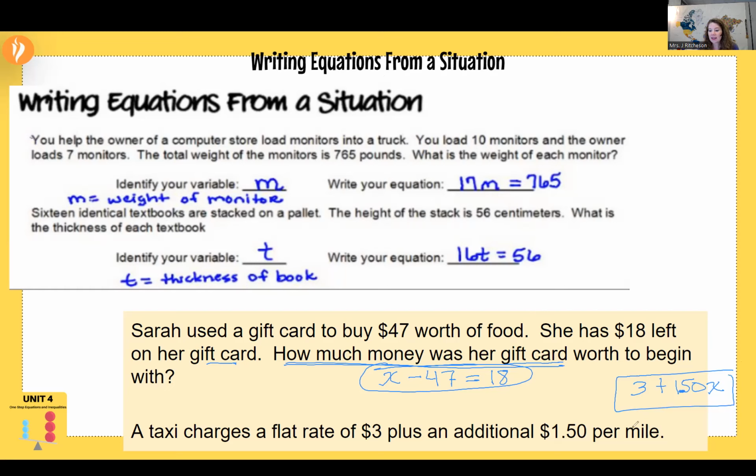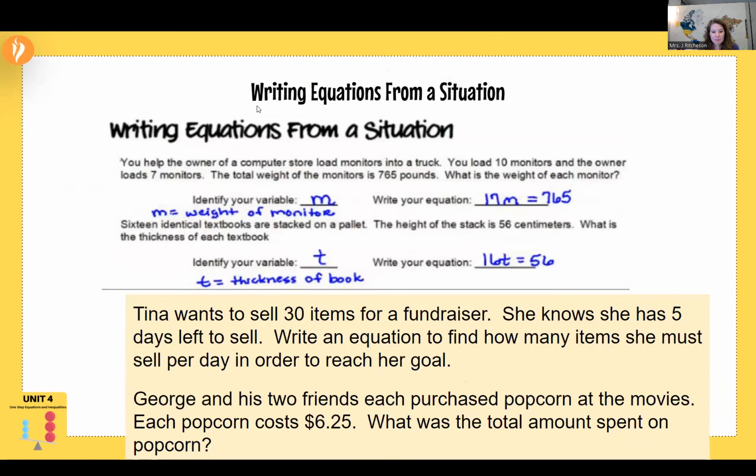Now, if it said George spent $27 on his taxi, and then this was how we find out how he was being charged, we could turn this into an equation by setting this equal to 27. But they didn't give us more information than that.